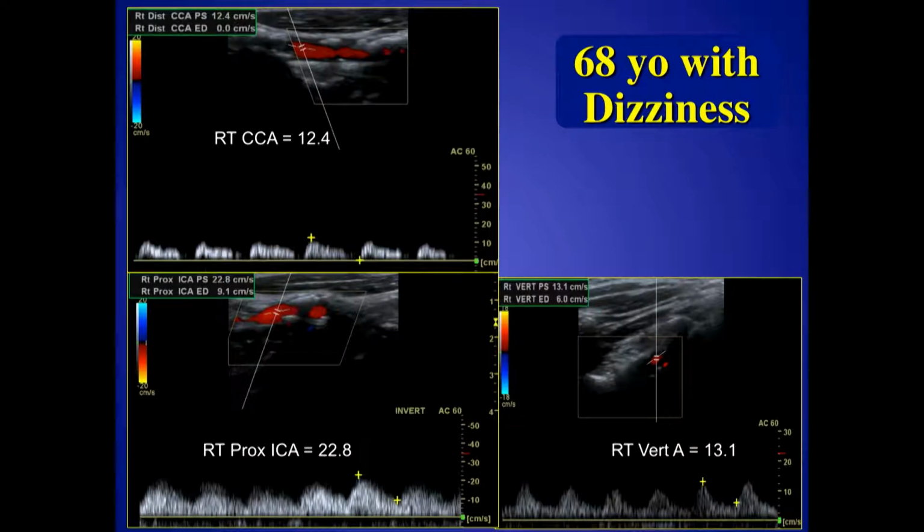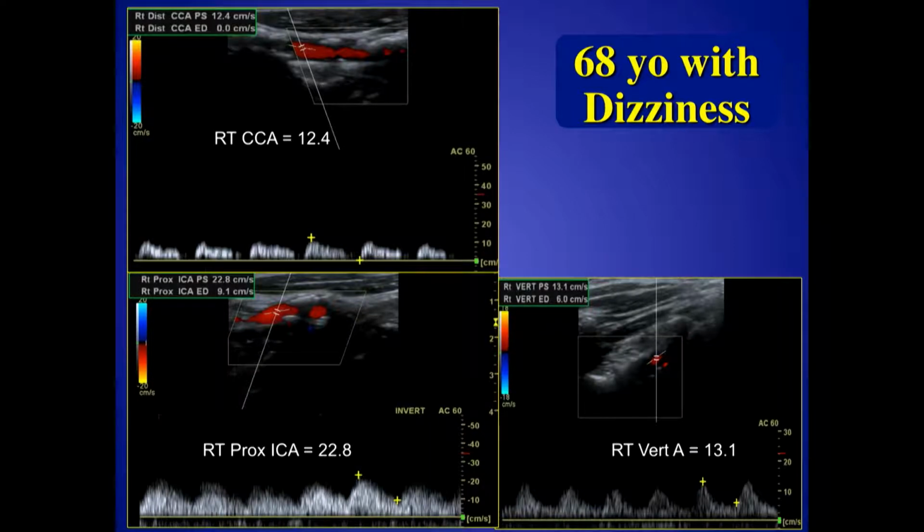Okay, next case. Here's a 68-year-old with dizziness. And this one's a little bit trickier because we're going to look at the right side first. And again, clearly abnormal. But the question is, what's going on? Here I put the velocities on the screen for the common carotid, the proximal ICA, and the vertebral.